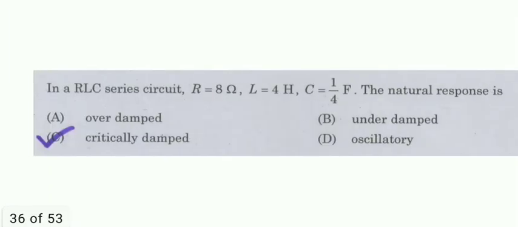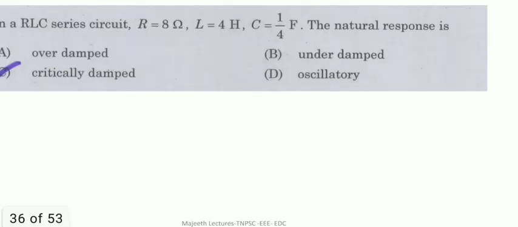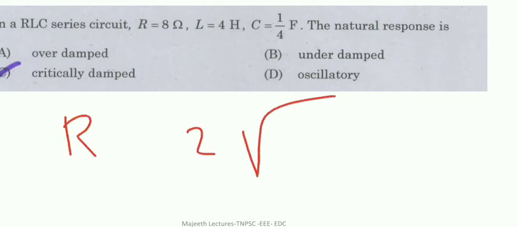Next one, in an RLC series circuit, they have given R, L, C. What is the natural response? We have just seen this in the previous question. What are the different rules? What we have to find is to equate R to root of L by C. If it is equal, it is critically damped, right? Like that we have seen. If it is 0, undamped. First we find 2 root of L by C.